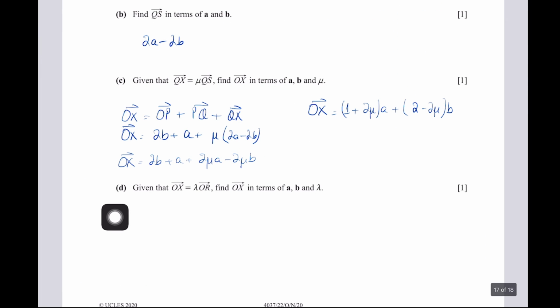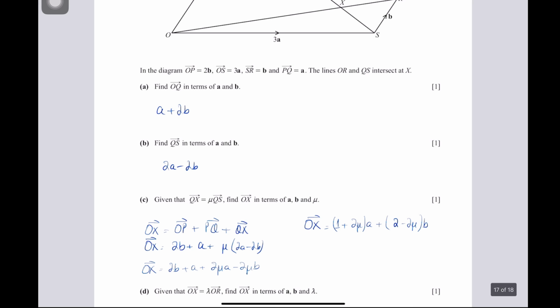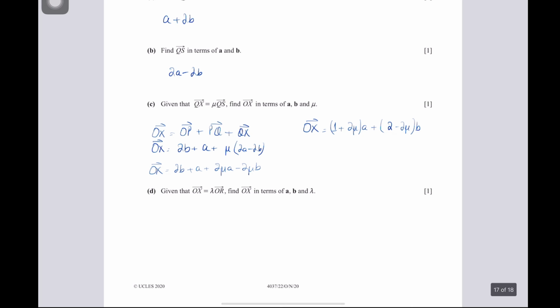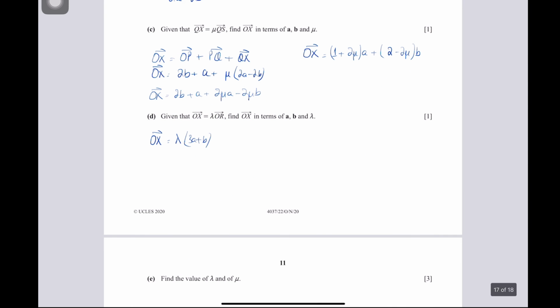Now part D. Anyone who has done part D as well and would like to share their answer? You have to find OX again, but this time in terms of a, b and lambda. Sir, 3 lambda a plus b. Yeah, that's it. 3 lambda a plus lambda b. So OX is equal to lambda times OR, which is basically 3a plus b. Let's copy this and put it here.